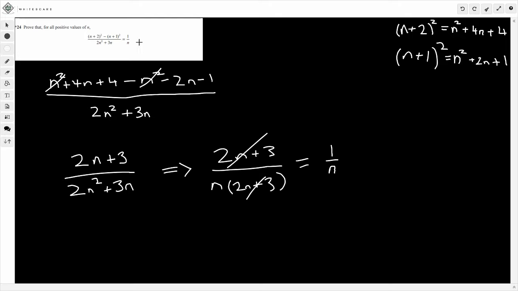And there we go, we have it. We have it in the expression that's required, and we have proven that for all positive values of n, by simplifying, this becomes 1 over n.